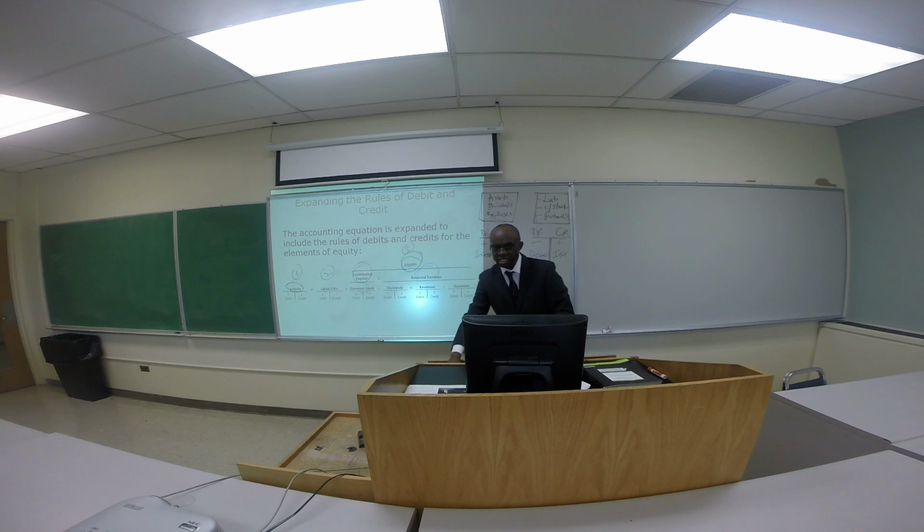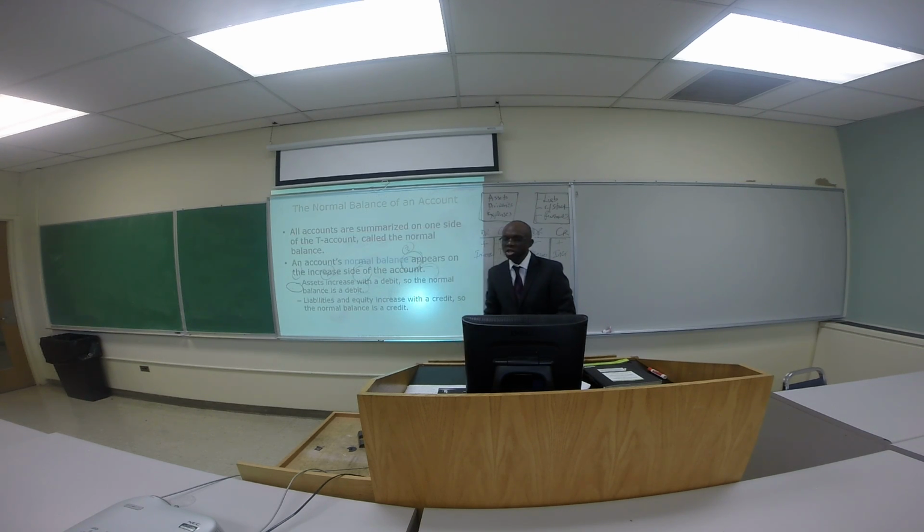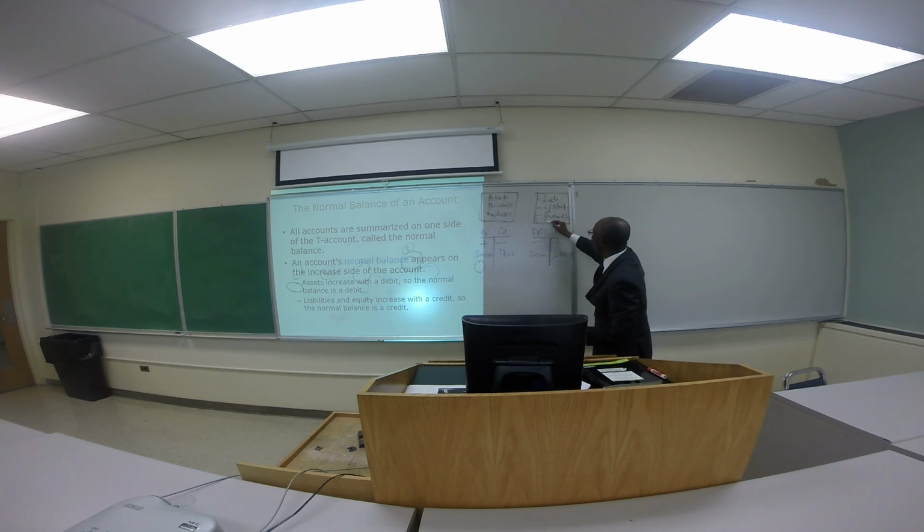Now, moving along, let's take a look at the normal balance of an account. All accounts are summarized on one side of the T account called the normal balance. What does that mean? In other words, we are talking about the balance of these accounts. Because the debit side is the increase side, the balance usually will be on the debit side. For all these accounts, because the increase side is credit, the normal balance will be on the credit side.